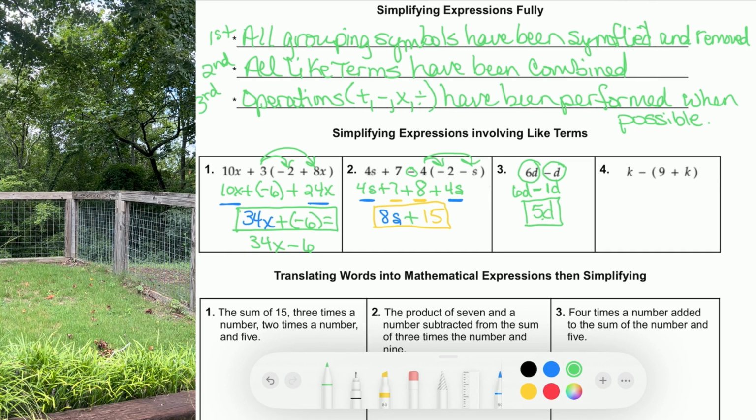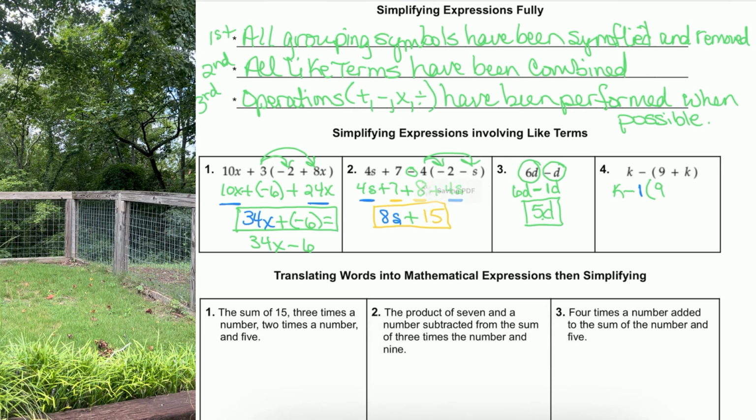All right, number 4, k minus 9 plus k. This is another situation where we have an invisible 1. So I'm going to rewrite it here just so you can see it.